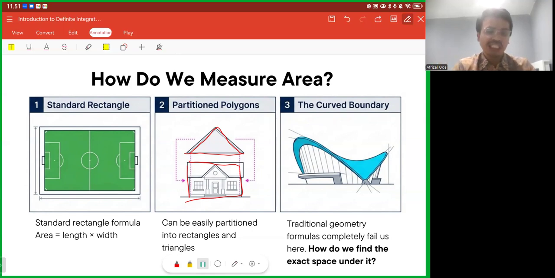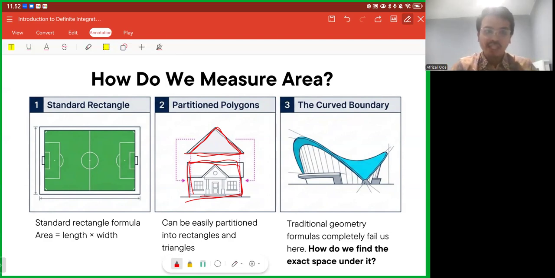Now, the second one. How are we gonna measure the area of the front facade of our house? It's also easy, right? Because we can just break it down. We have two shapes here, the triangle and the rectangle. We can calculate them each, and then after that we can add them up. Easy, right?